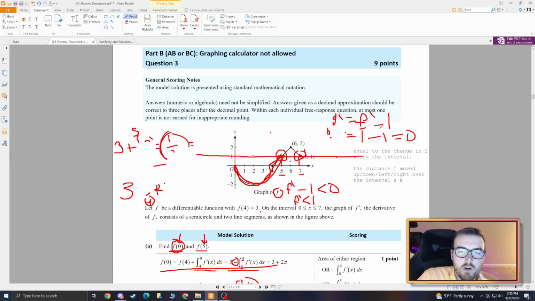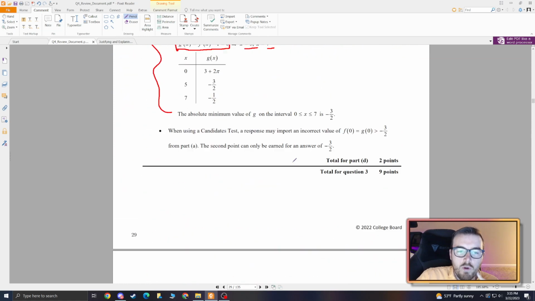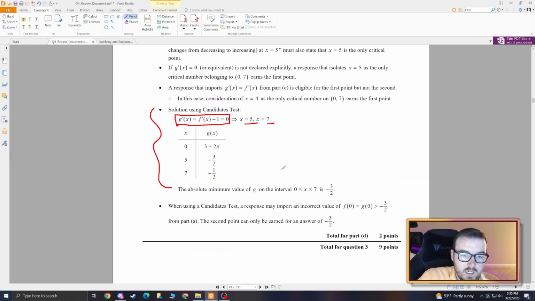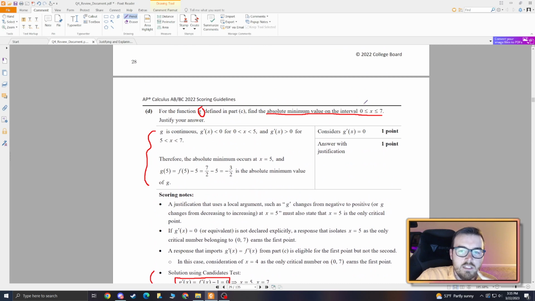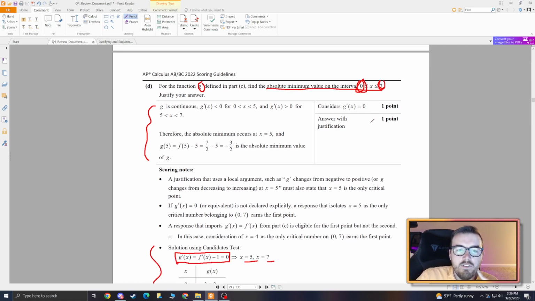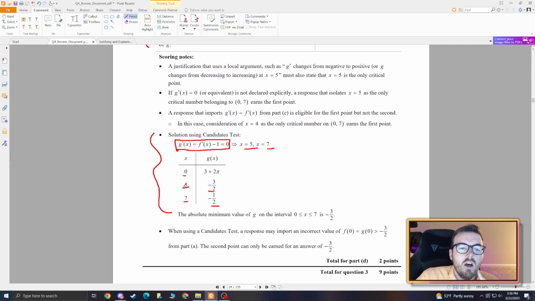G prime is f prime minus 1. When is this thing equal to 0? Whenever f prime is 1. And f prime is 1 at 5 and 7. So we take those 2 points and we're going to test them. We're going to test the point 5 and we're going to test the point 7. Now, why are we testing 0? Because it's the beginning of the interval, right? We test the endpoints. 0 and 7 happens to also be a critical point, interestingly enough. But we test the endpoints 0 and 7, and then we test that other critical point of 5. So we're testing all three.